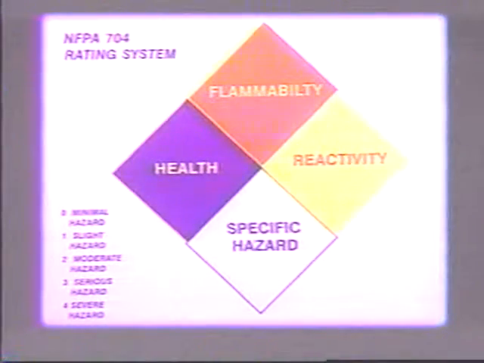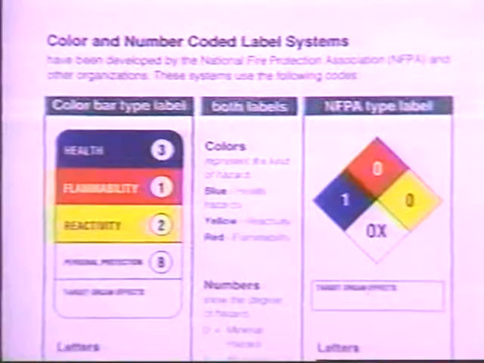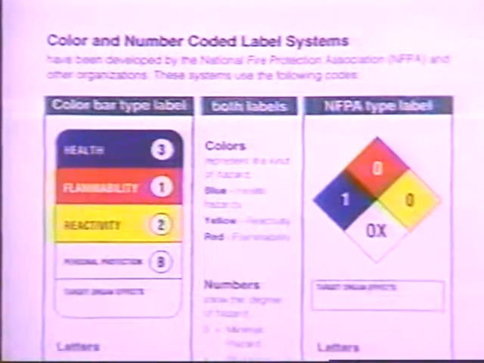One of the systems that we use to identify the different types of hazards is a colored and number-coded label system developed by the National Fire Protection Association. It's also useful in obtaining quick information about the hazards associated with the chemicals in the workplace. The colors represent the kind of hazard the chemical has. The blue is associated with the health hazard, the red with its flammability characteristics, and the yellow with the chemical's reactivity.